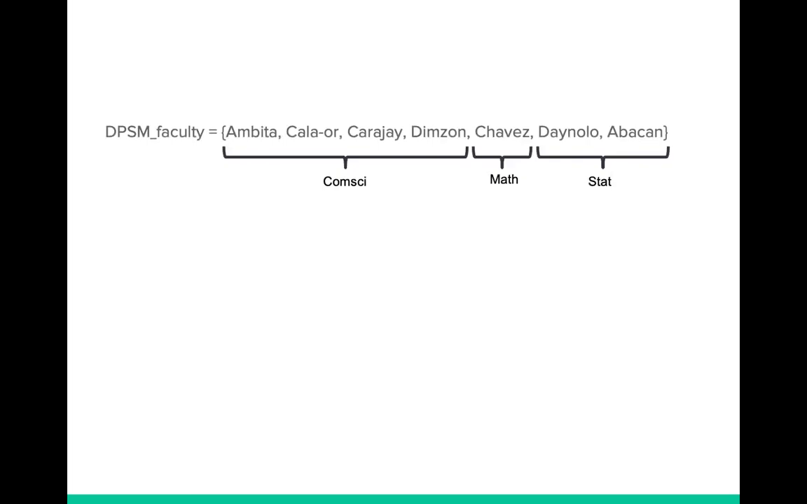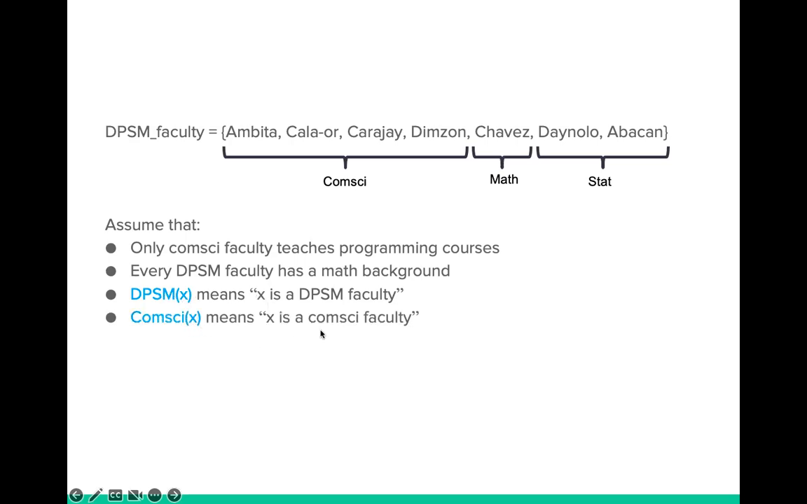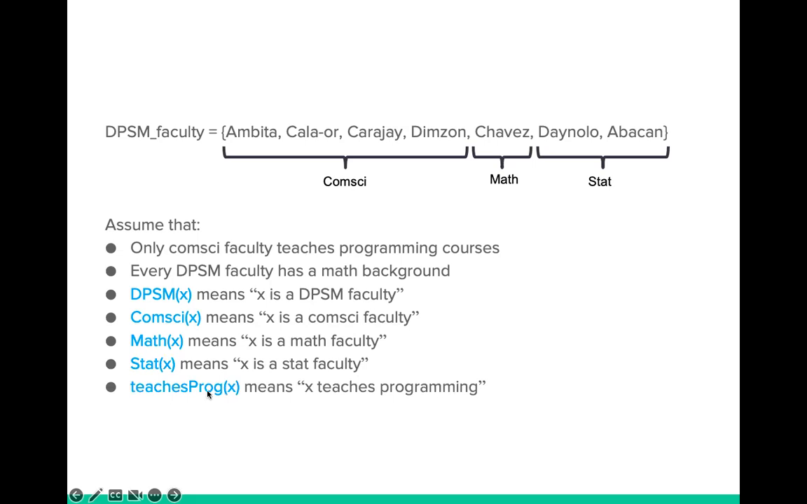So suppose we have a domain DPSM faculty, and the DPSM faculty contains a list of different faculty members from ComSci, Math, as well as Stat. Let us assume that only ComSci faculty teach programming courses and that every DPSM faculty has a math background, and we have predicates. DPSM of X means that X is a DPSM faculty. ComSci of X means that X is a ComSci faculty. Similarly, Math of X means X is a math faculty. Stat of X means X is a stat faculty. TeachesProg of X means that X teaches programming. And HasMathBG of X means X has a math background.